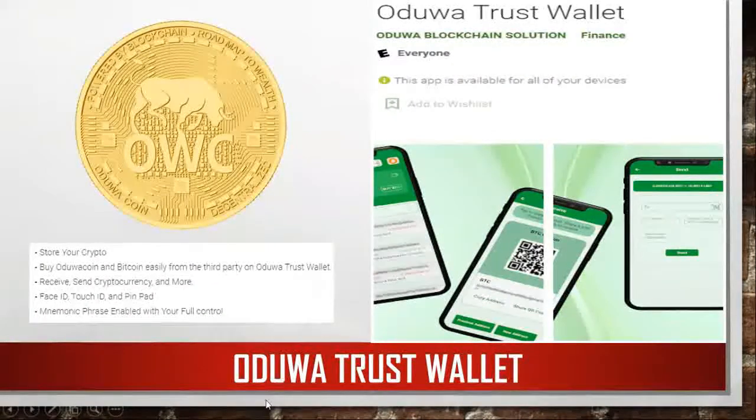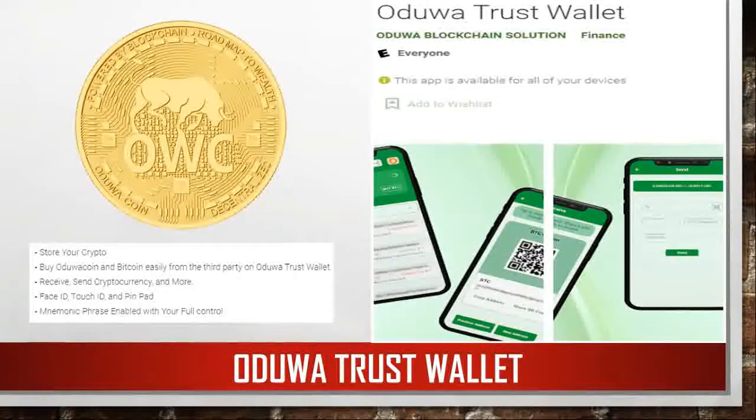We also have a decentralized wallet. So ODUWAPAY is semi-centralized, so there's a bit of support there. The support will be able to help you access your ODUWAPAY wallet. Your Odua Trust wallet is totally decentralized. So you are your own bank.